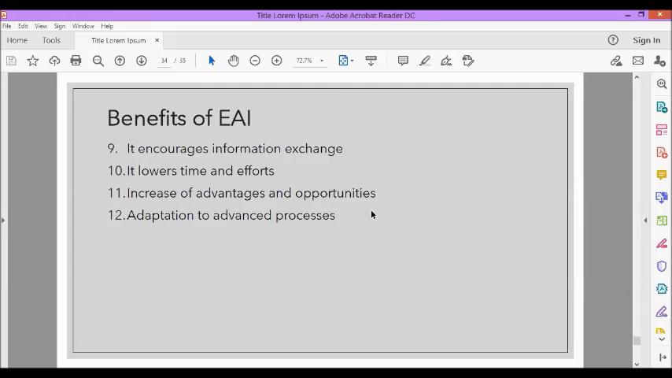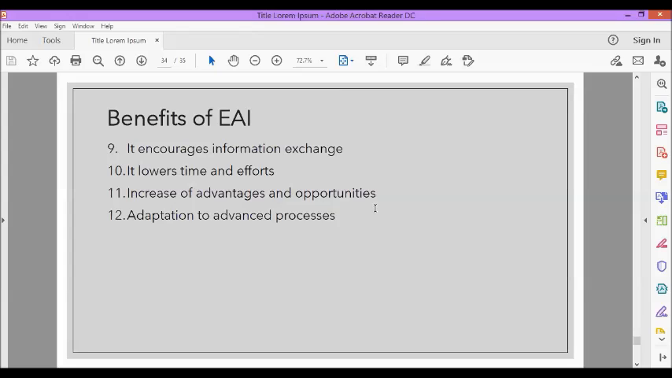Next is it lowers time and efforts. The integration of business software systems allows for all business information to be concentrated, making the work of any employee much simpler. This results in a reduction of the necessary time and efforts to perform a certain task.